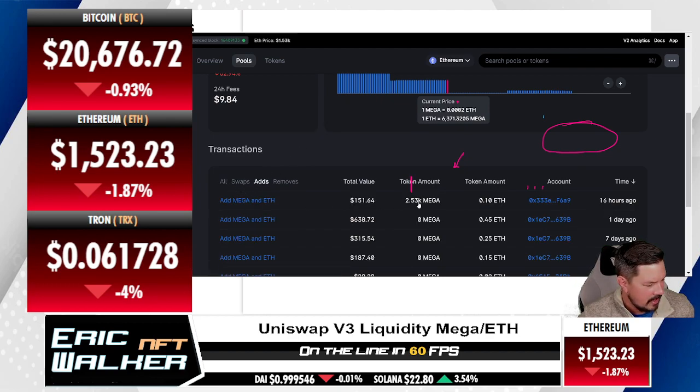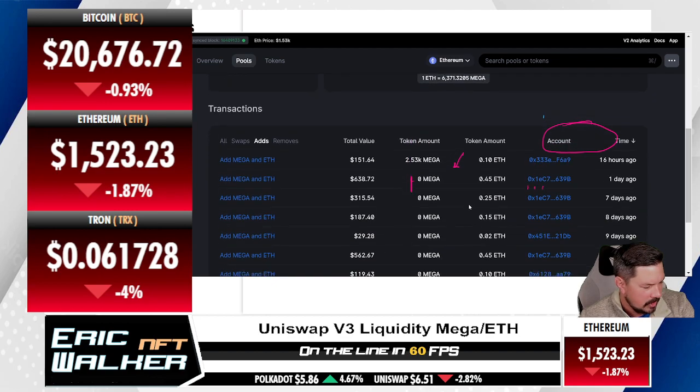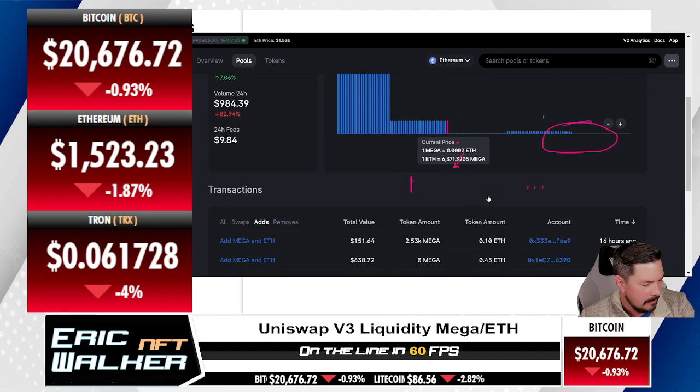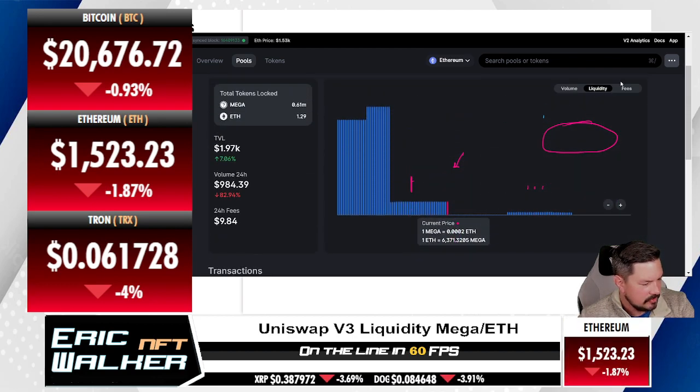So this guy added 16 hours ago, provided, it looks like 2,530 mega and 0.1 ETH. And over here, it looks like this address has provided 0.45 ETH worth of liquidity, right? So kind of interesting stuff.